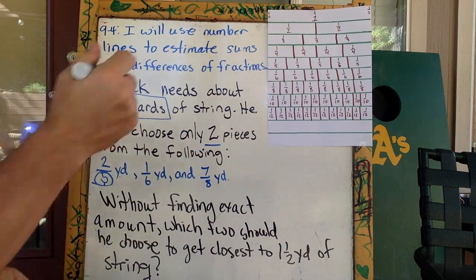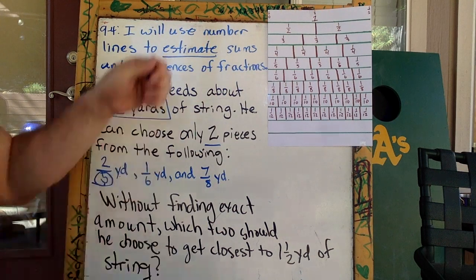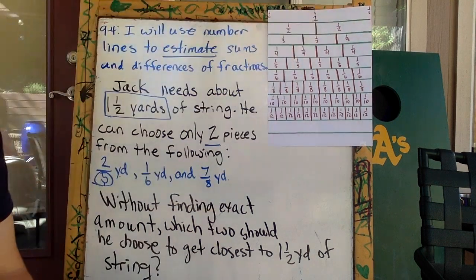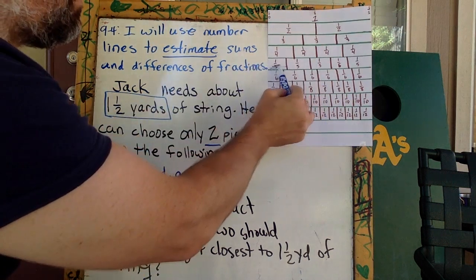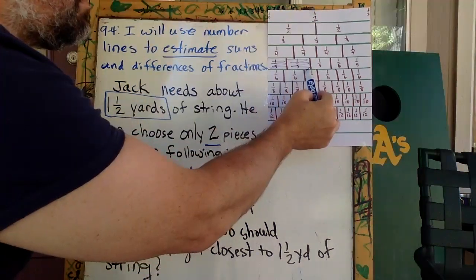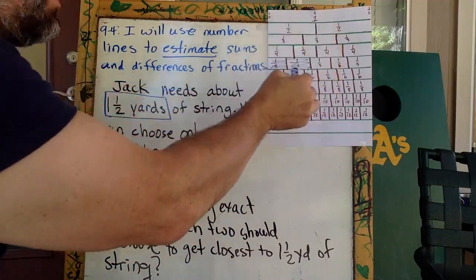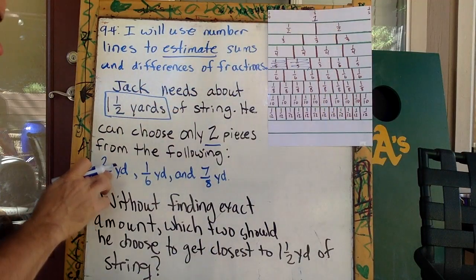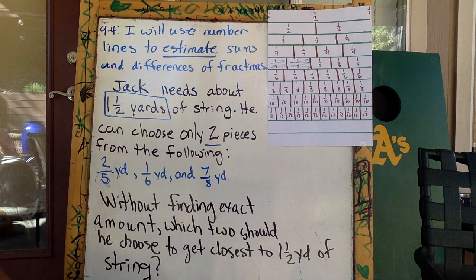Well, if we're going to estimate, because it does say estimate, that's what we're doing here. We're estimating sums. When we're estimating, it's always a good idea to estimate to 0, 1/2, or 1. Those are kind of like your benchmark measurements when you're estimating. So when you look at fifths here, I know that 2/5 is close to 1/2. So this is 1 whole, this is 1/2. I know that 2/5 is pretty close to 1/2. So 2/5 could be a string that might help us get to our total 1.5 yards.